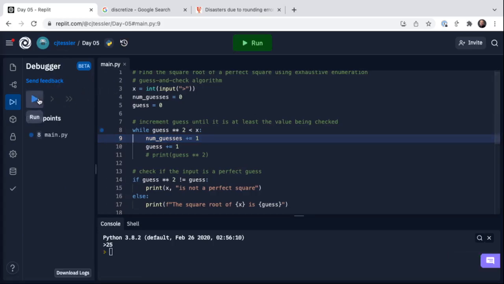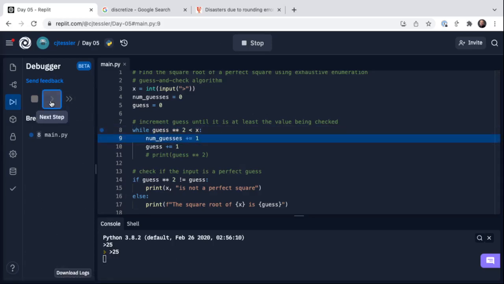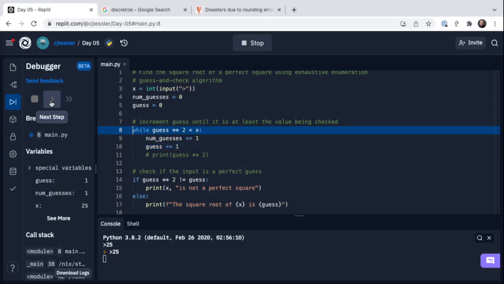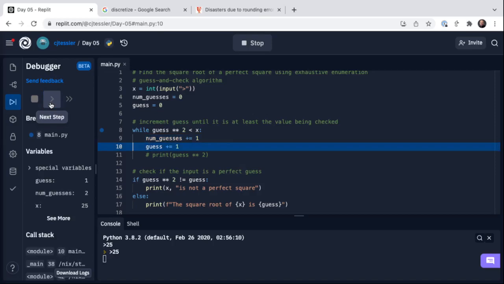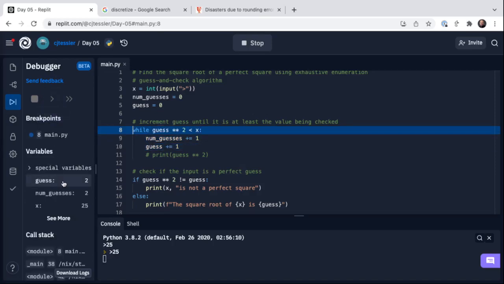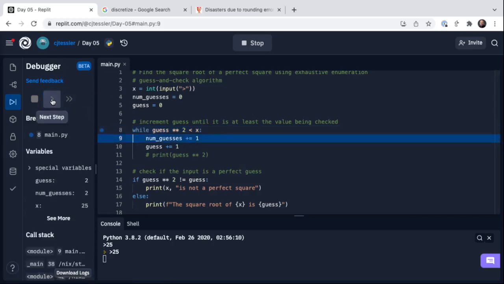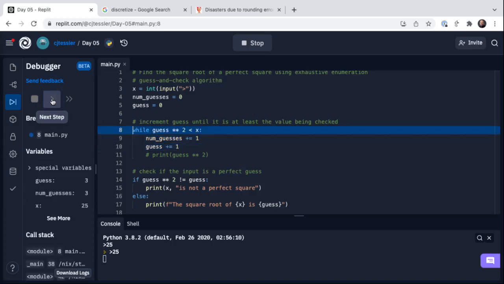Let's try that again. Let's go to the next step. Num guesses went to 1. Now our guess 1 squared is still going to go in there. So num guesses is now 2. We're incrementing this, so now guess is 2, and we square that. It's going to be 4. It's still in there because that evaluated to true. And guess is now 3.